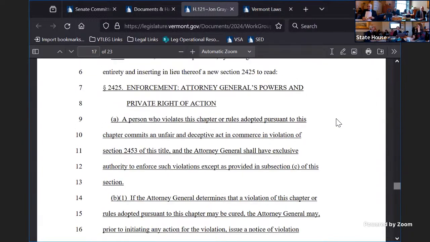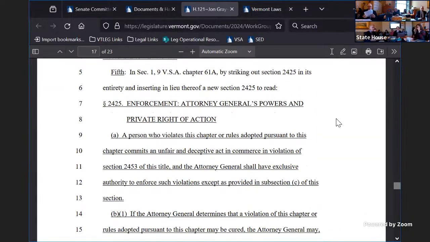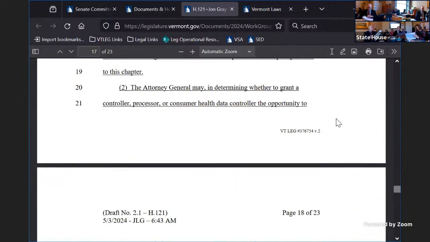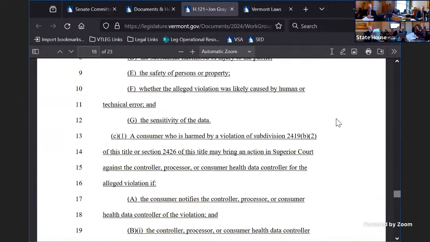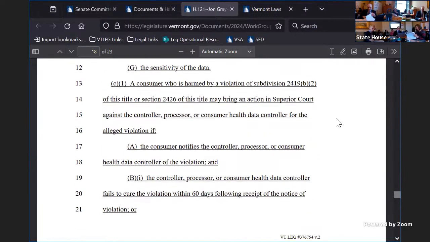But what does the private right of action do? We are on page 17. This is the fifth instance of amendment, and the real relevant text is contained on page 18, on line 13.